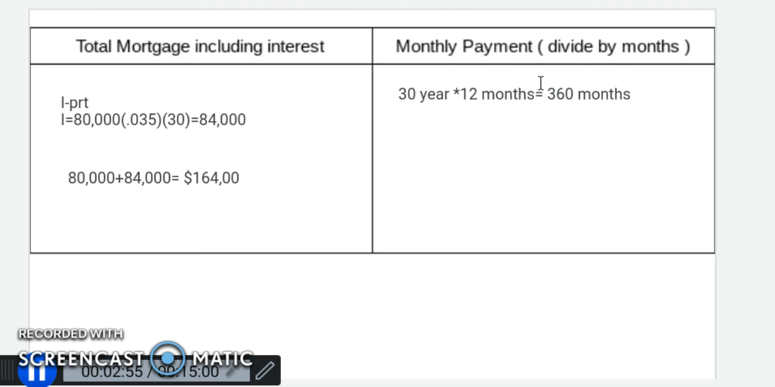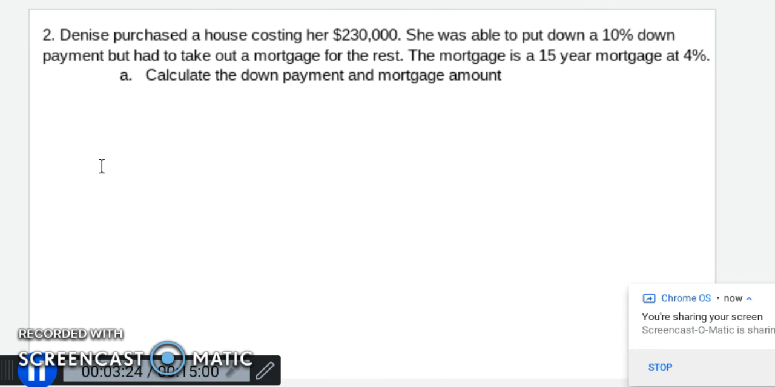And then to find what we're going to be paying per month, we're going to take our total of $164,000, and we're going to divide that by 360 months. And our total per month is going to be $455.56. And again, that's what you're going to be paying every month if you have an $80,000 mortgage at a 3.5% interest rate for 30 years. Alright, on to the next.